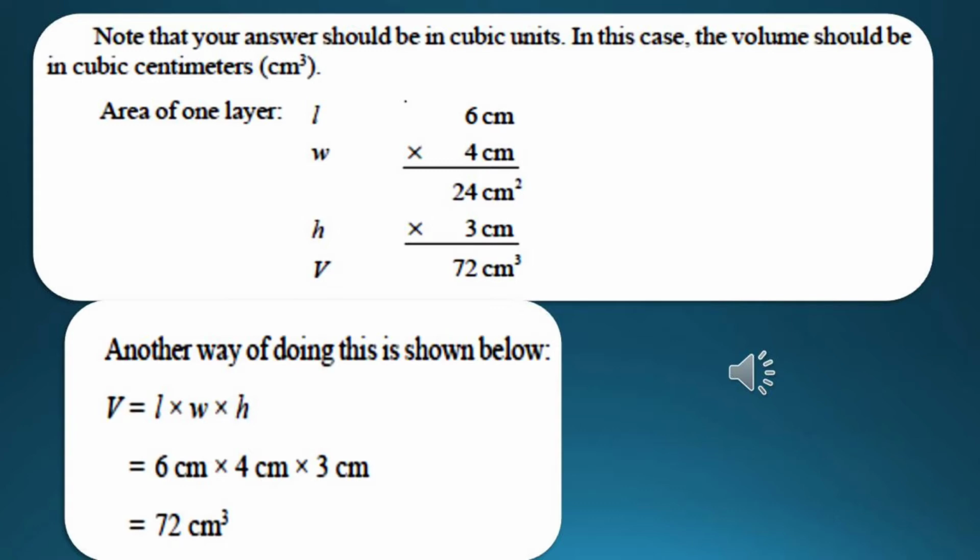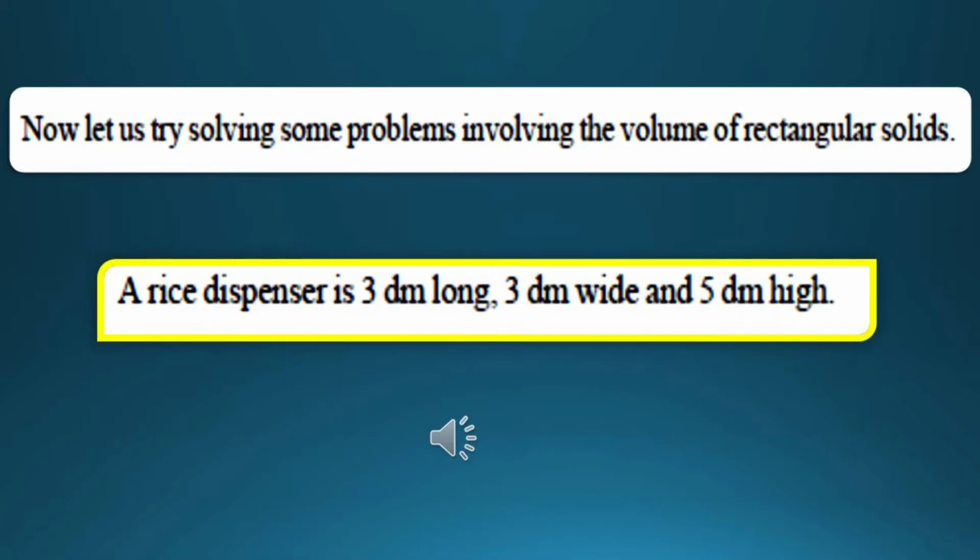Another way of doing this is shown below. Volume is equal to length times width times height, that is 6 centimeters times 4 centimeters times 3 centimeters, that gives us a volume of 72 cubic centimeters. Now, let us try solving some problems involving the volume of rectangular solids.